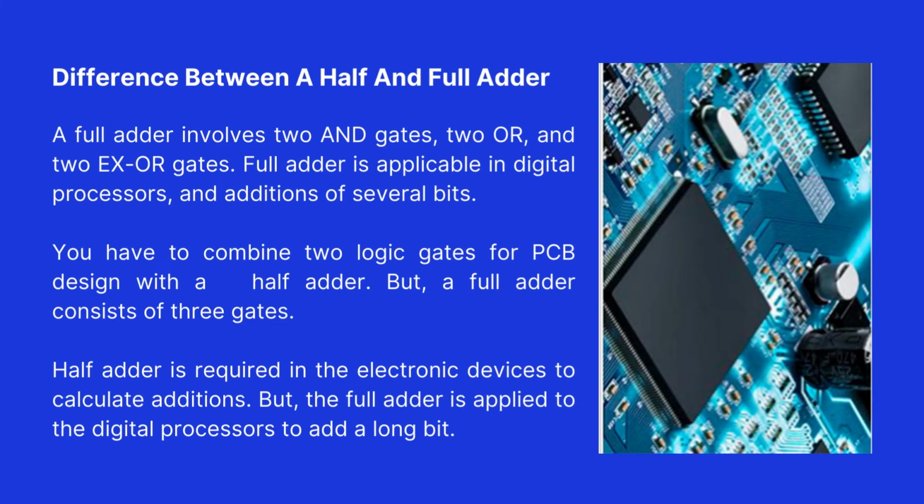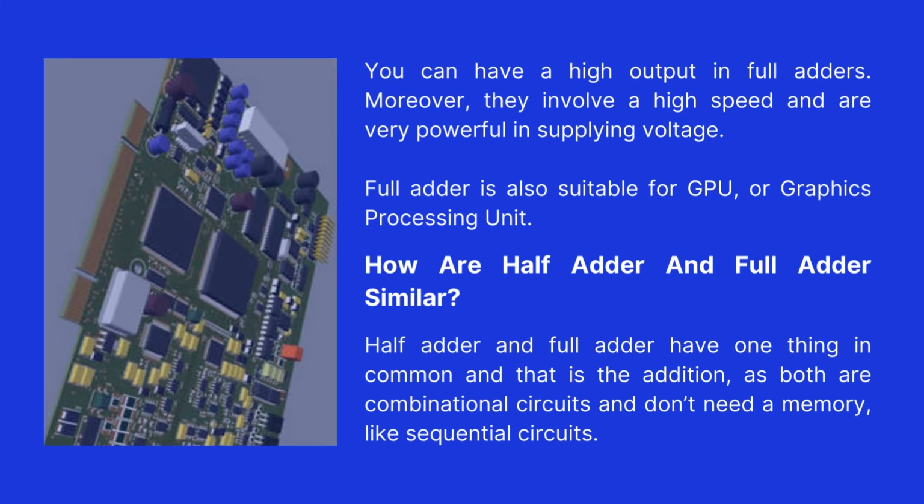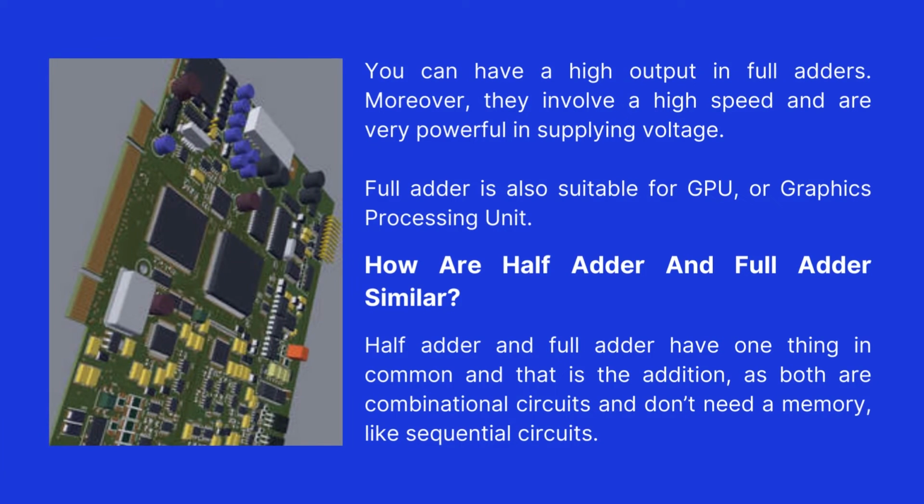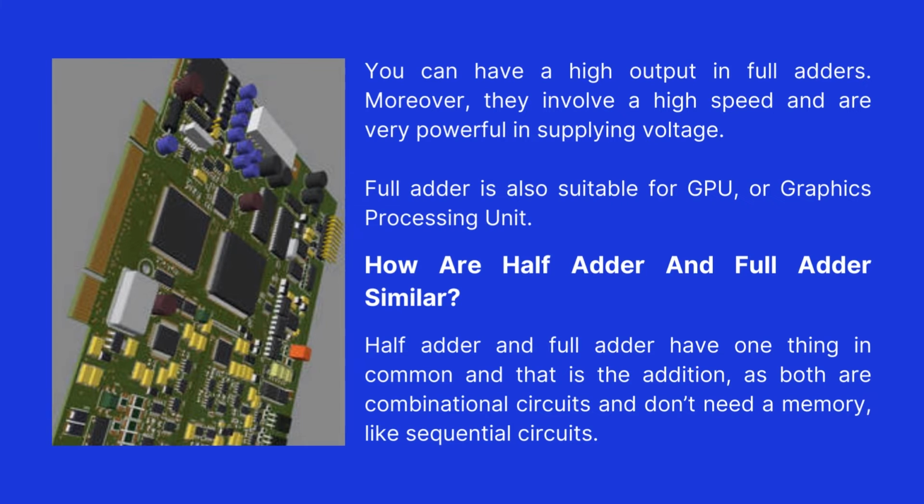A half adder is required in electronic devices to calculate additions, but the full adder is applied to digital processors to add a long bit. You can have a high output in full adders. Moreover, they involve a high speed and are very powerful in supplying voltage. A full adder is also suitable for a GPU, or graphics processing unit.